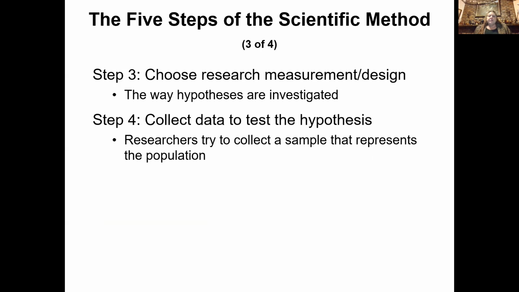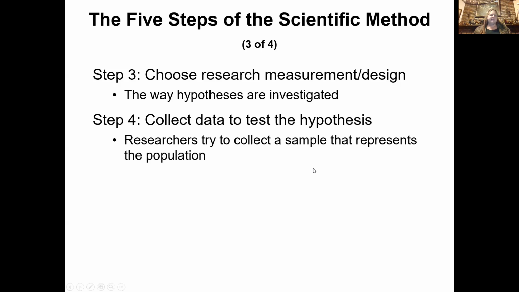Step 3, choose research measurement design. The way that the hypotheses are investigated. So depending on what question you're asking, that question is going to determine the methods that you use. If I need to ask a question of a whole lot of people, I may have to do some type of survey research instead of some type of experimental research. So there are different types of research that we can do, a whole lot of different things.